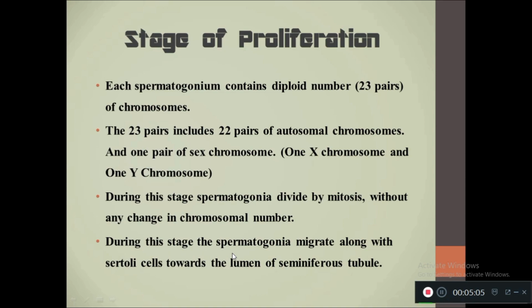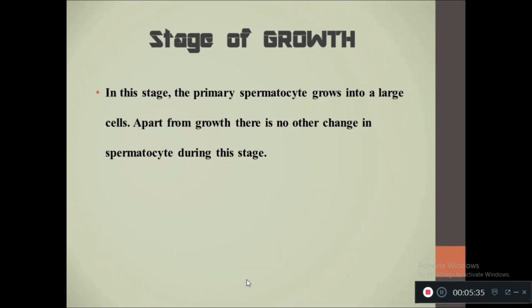During this stage, the spermatogonia migrate along with Sertoli cells towards the lumen of the seminiferous tubule. When you study the anatomy of the testis and the male reproductive system, you know the seminiferous tubule. So in this stage, the spermatogonia cells along with Sertoli cells move towards the lumen, the opening of the seminiferous tubules.